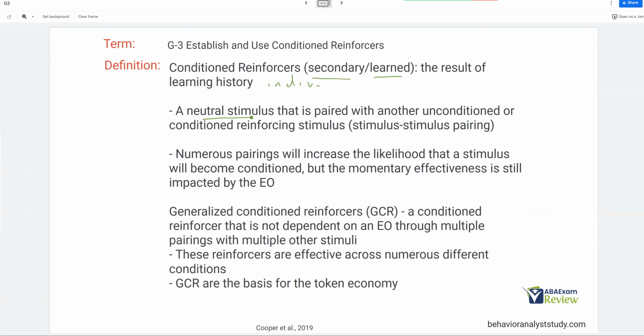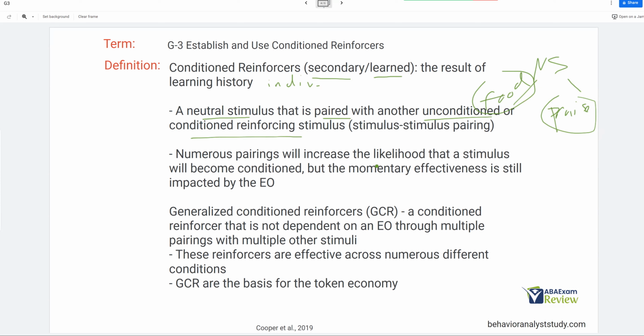Well, we have a neutral stimulus and we pair it with another unconditioned or conditioned reinforcing stimulus. So notice it doesn't matter what type of stimulus you're pairing that neutral stimulus with, as long as it has reinforcing properties. So you can pair the neutral stimulus with food, right? Or you can pair the neutral stimulus with praise. Okay. One is unconditioned, one is conditioned. Either way, that direct pairing will hopefully eventually make that neutral stimulus into a reinforcing stimulus.